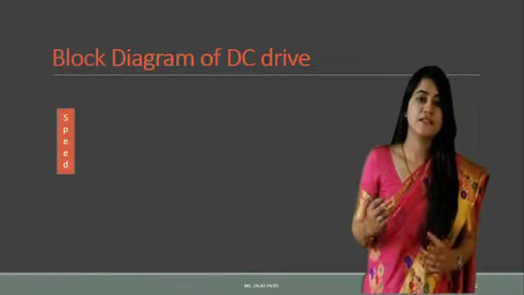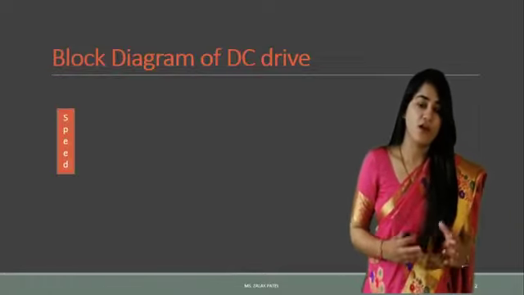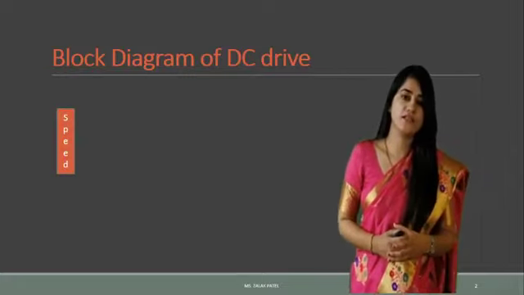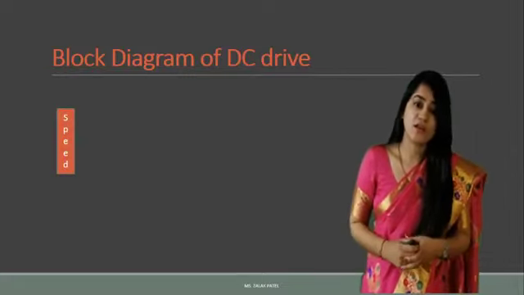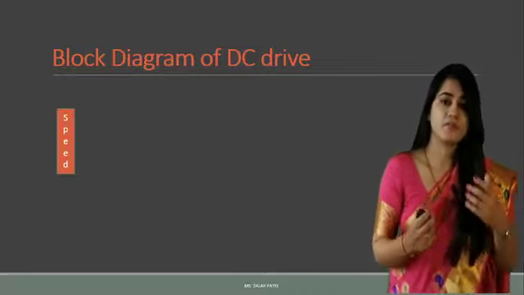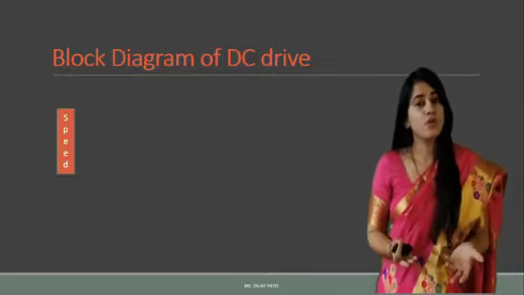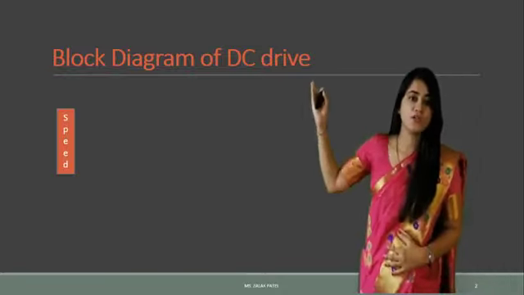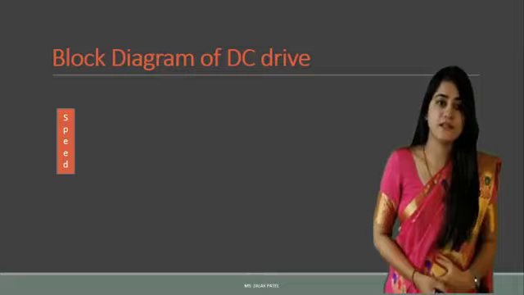First of all, let's see the block diagram of the DC drive. In the last session, we discussed the operation of the DC motor with armature control, the forward direction characteristic and reverse direction characteristic, motor control and generator control. So first, let's talk about the block diagram of the DC drive.